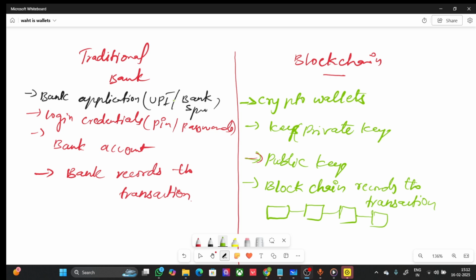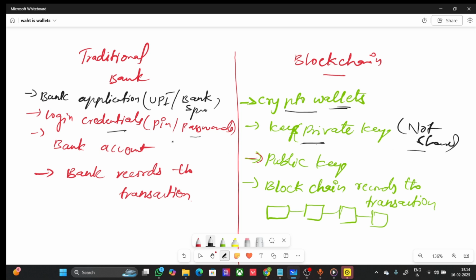Now let us see the differences or commonality between traditional banks and blockchain wallets. Traditional banks have their own applications, or we have PhonePe and other third party applications to support the bank for making transactions. Likewise, in the blockchain we have crypto wallets. To access these in traditional banks, we use our login credentials, the password or your UPI pin, to make the transaction. In blockchain we have the private keys, so we will never share this private key with anyone. Should not share, not meant to share.